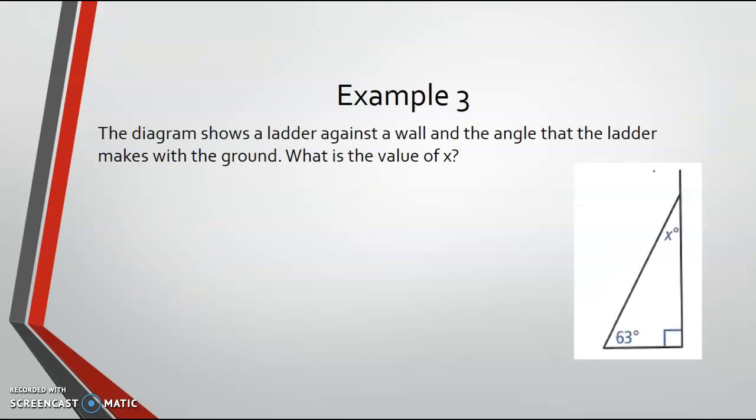The diagram shows a ladder against a wall, and the angle that the ladder makes with the ground. What is the value of x? So why are we putting this one in here? Well, because we have this lovely box, and that means that we have a right angle of 90 degrees. We cannot forget that right angle.